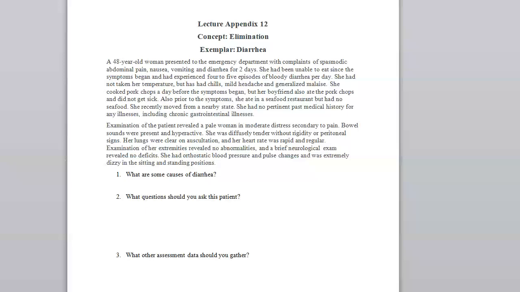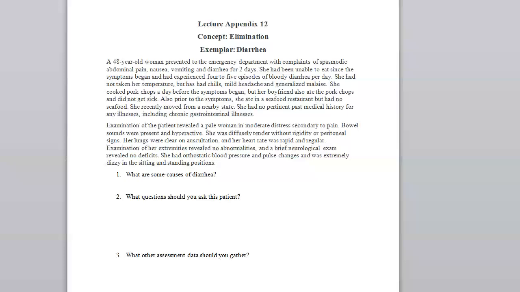And with all her other assessment findings, it's obvious that with all these stools that she's having, she is definitely dehydrated, because she's really having blood pressure issues, probably due to the dehydration from the frequent episodes of diarrhea, because she's very symptomatic with that blood pressure. She feels very dizzy in the sitting and standing position. So we do have to assess her for dehydration.